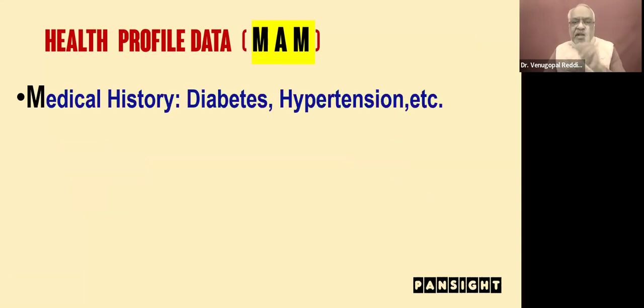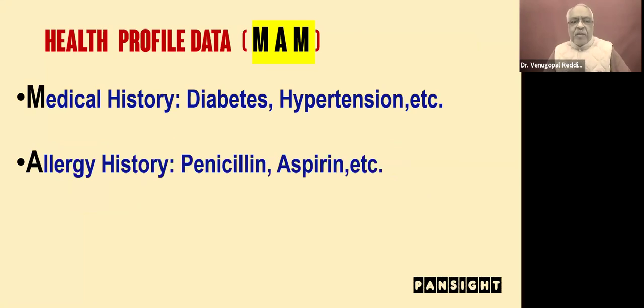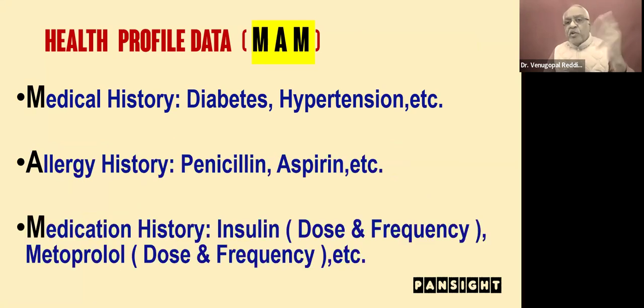Health profile data, medical history. If you have got diabetes, hypertension, make sure that you say it first, in the opening itself: I have diabetes, I have hypertension, I am taking blood pressure medicine. Then comes allergy history. Tell them. Then medication history. I am taking insulin. Tell them the dose: 30 units in the morning, units in the evening. And metoprolol for blood pressure, its dose, 20 milligram, 25 milligram, 50 milligram, and the dose frequency.